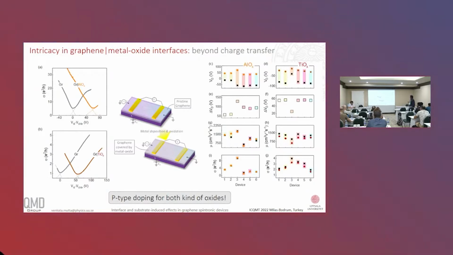And there is a huge change, a shift in the Dirac point. So a lot of doping happens due to charge transfer. And it can be seen that the mobilities for many devices, for both kinds of interfaces, aluminum oxide and titanium dioxide, remain more or less the same before and after. Also the minimum conductivity that one can get at these points. So what it means is that the electrical properties of the sheets are more or less intact.